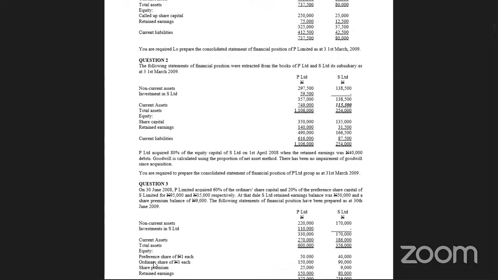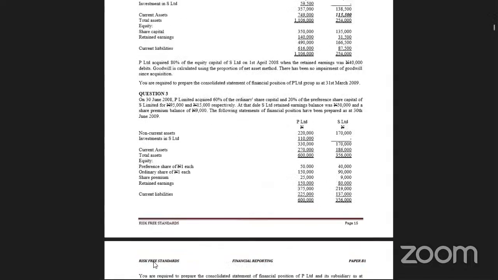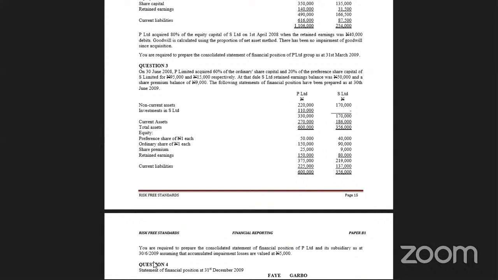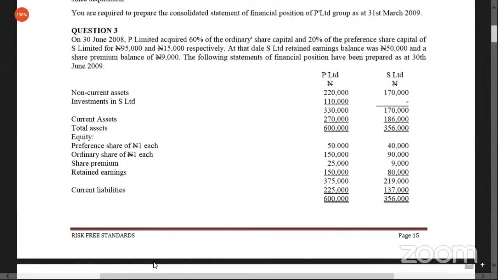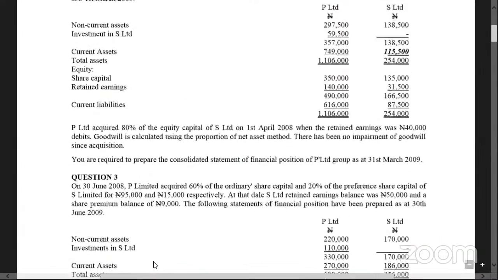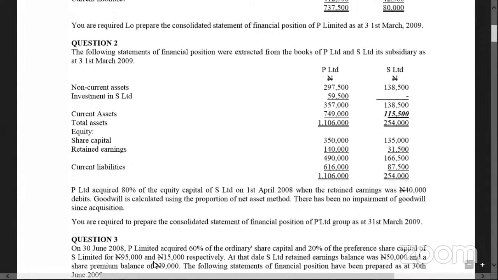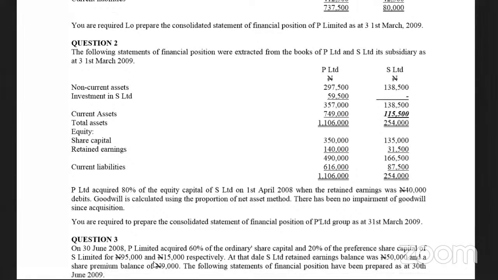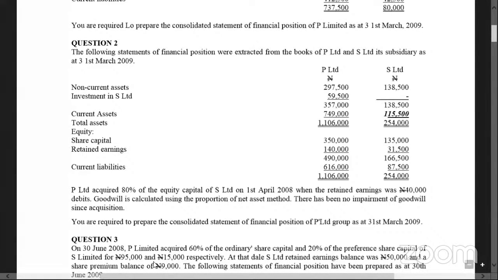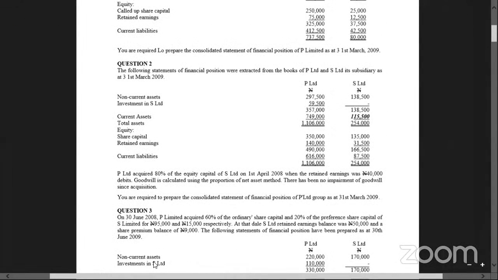So now we have done question 1. If you have your Riskfree pack, all these questions I'm doing are on page 14, we are at 15. So we are doing question number 2 now. So let's go to question number 2. I think question 1 is done.